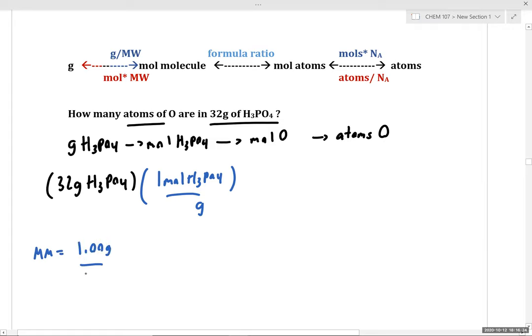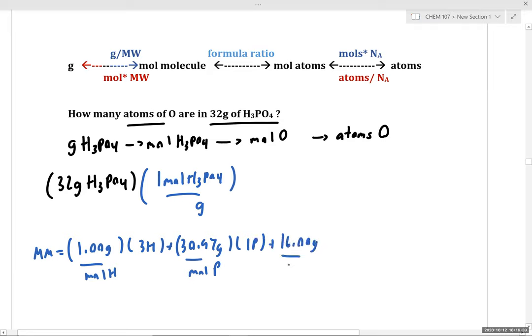So we have 1 gram per mole of hydrogen, and we have 3 hydrogens. We have 30.97 gram per mole of phosphorus, and we have 1 phosphorus. And we have 16.00 gram per mole of oxygen, and we have 4 oxygens. So punching this into our calculator, we have 1.00 times 3 plus 30.97 times 1 plus 16.00 times 4, and that gives us 97.97 gram per mole of phosphoric acid.